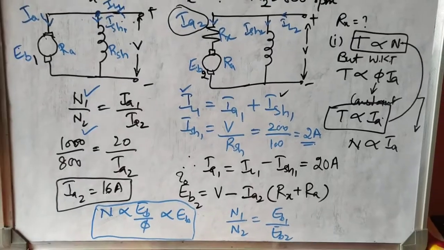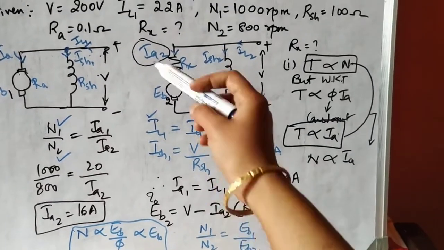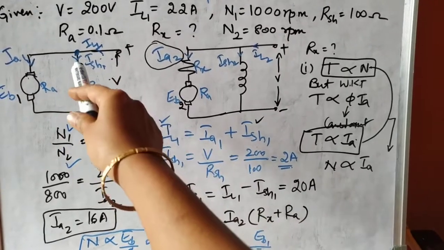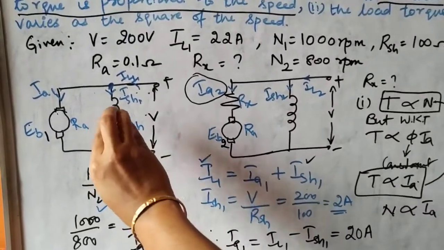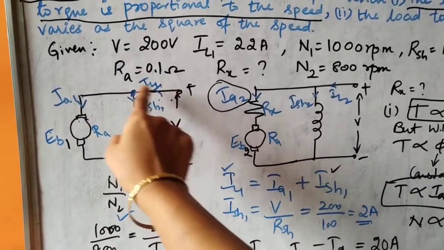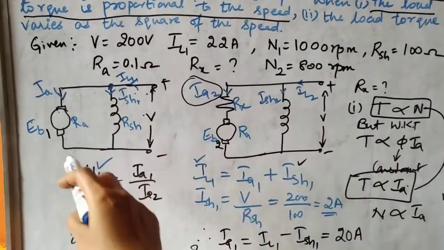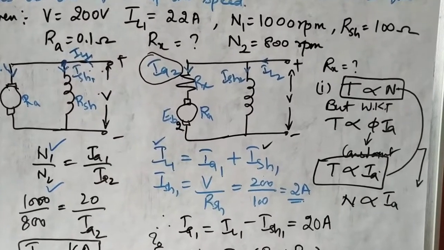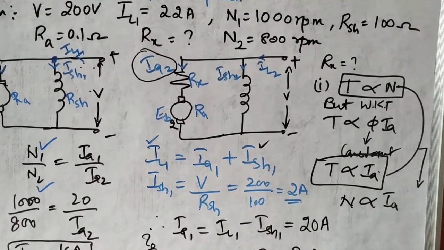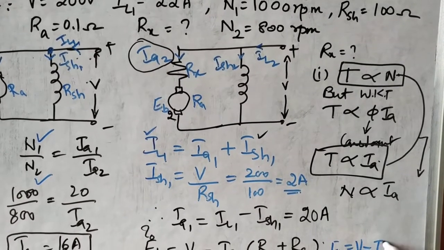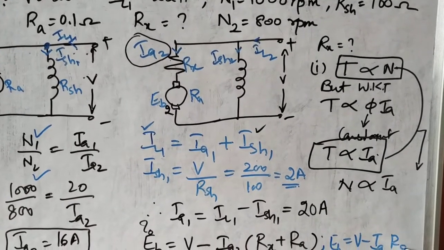So once again you have to write down what will be the EB1 equation. From this circuit, for the first circuit you have to find out the EB1 equation. Again I told you, just hide this R shunt and apply the KVL to this loop. So you'll get EB1 is equal to V minus IA1 into Ra.